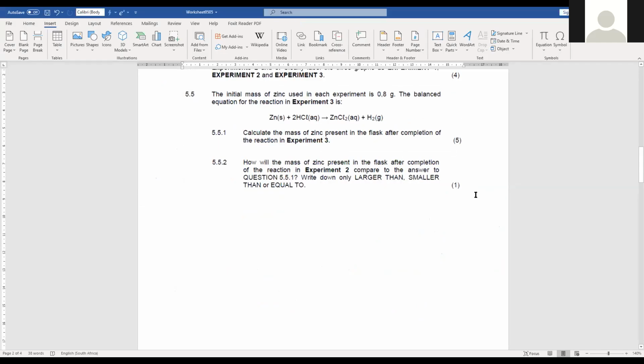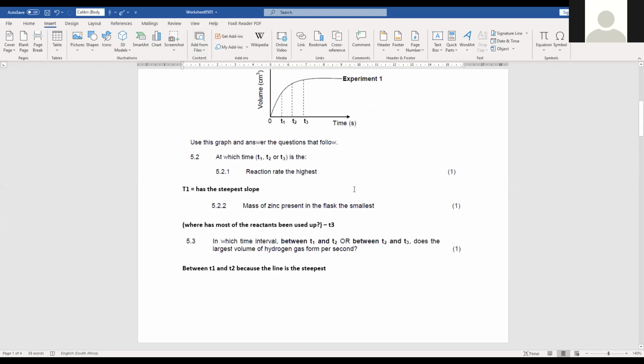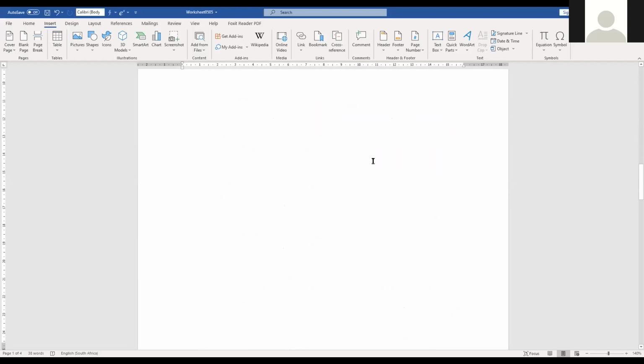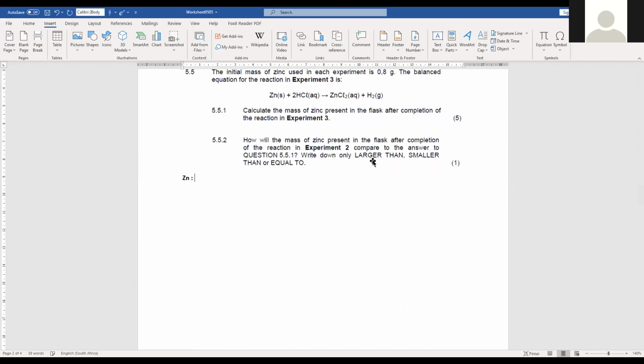So then question 5.5.2, they ask us how will the mass of zinc present in the flask after completion of reaction in experiment 2 compare to the answer in experiment 5.5.1. So what is happening in experiment 2? You still have sulfuric acid and you now have zinc. So your ratio of zinc to H2SO4 is going to be 1 to 1. Okay, so that means that it will be smaller then.